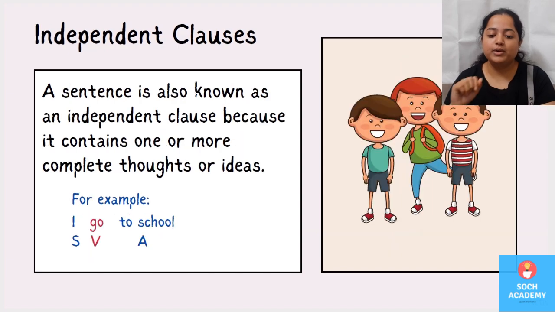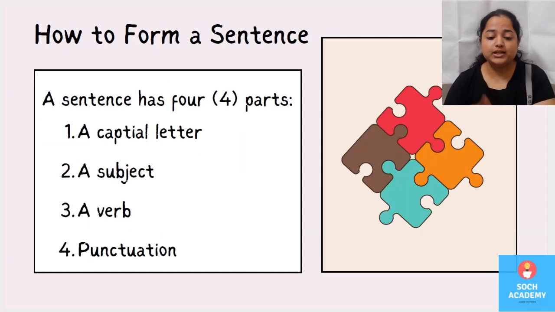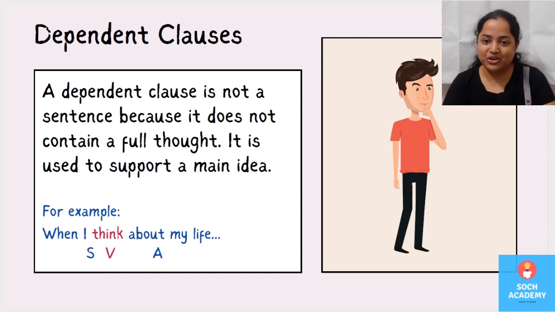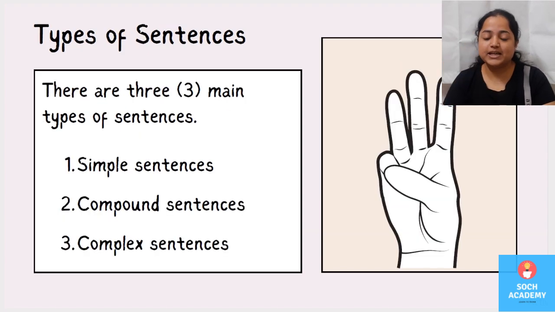Coming back to how to form a sentence, now you know that we also need a capital letter, subject, verb, and punctuation to form a sentence. But along with that, we also need to make sure that it conveys a meaningful idea, and then only it can be called an independent clause or a sentence. And if it does not convey a meaningful idea or a thought, then it is called a dependent clause. So if this basic concept is clear, let's get to the types of sentences. There are three main types of sentences based on structure: simple sentence, compound sentence, and complex sentence. Let's dive into each one of them.